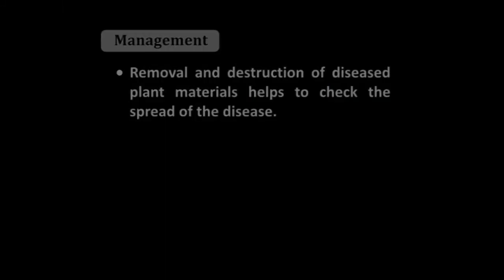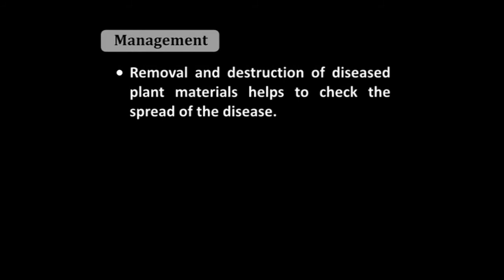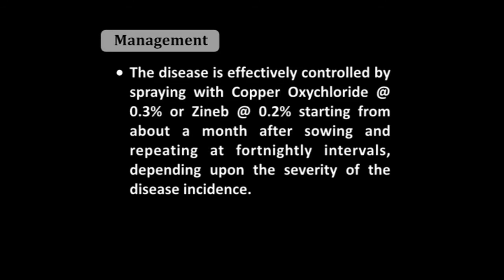Next is the management of the disease. Removal and destruction of diseased plant materials helps to check the spread of the disease. The disease is effectively controlled by spraying with copper oxychloride at the rate 0.3% or Zineb at the rate 0.2%, starting from about a month after sowing and repeating at fortnightly intervals depending upon the severity of the disease incidence.